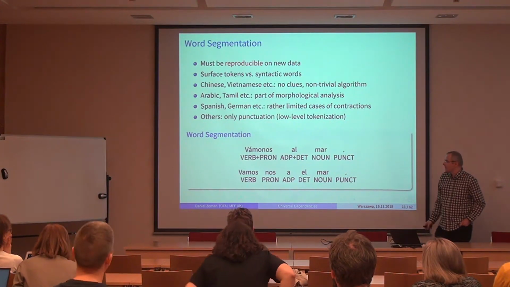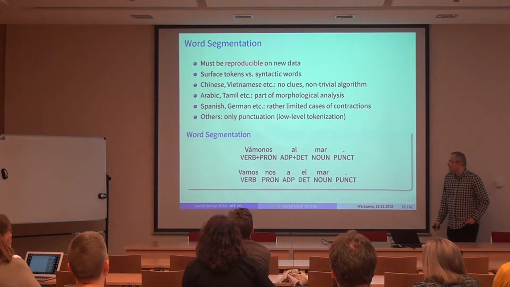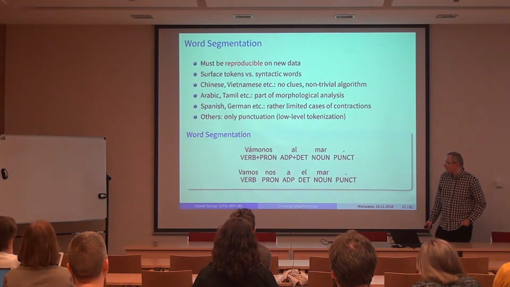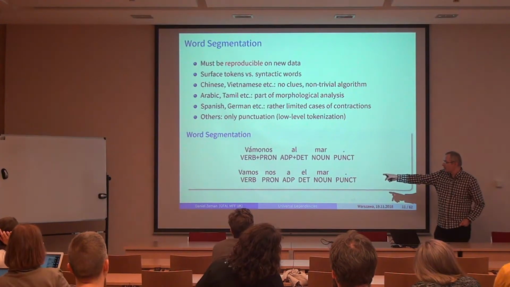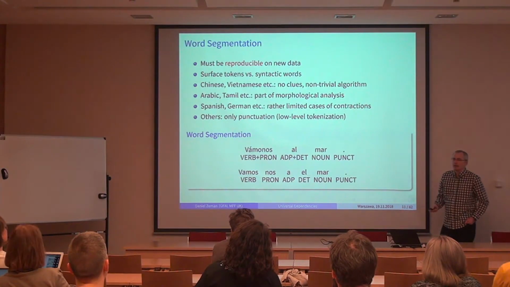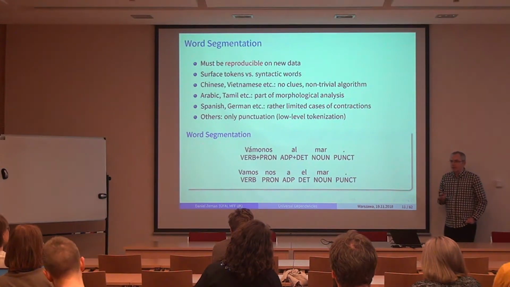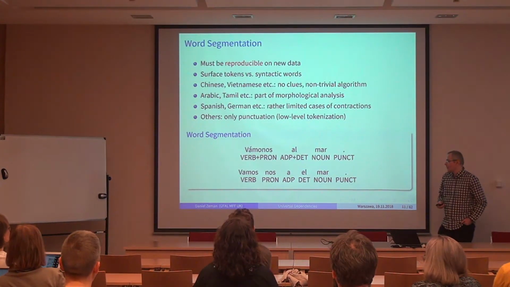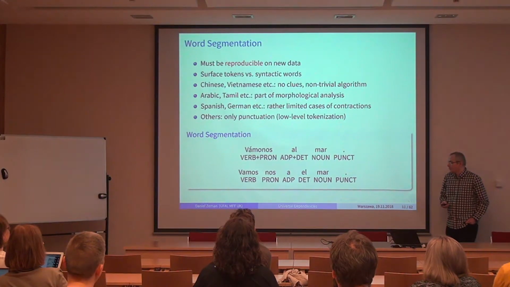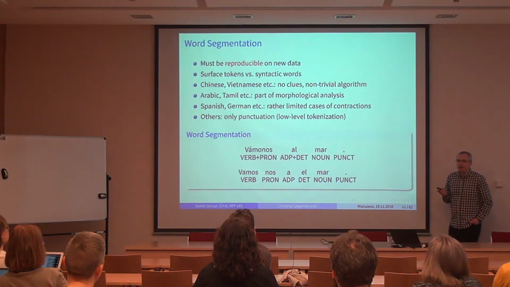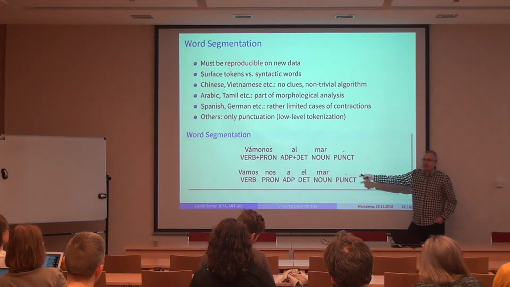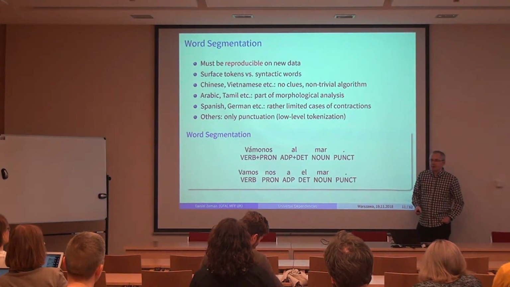Here's another example we repeat a lot. Again from Spanish, vámonos al mar, meaning let's go to the sea. And there are two contractions. Vámonos is split to vámonos, and al is split to al. So that we have words that are well defined in terms of part of speech categories, and we can work with them. And one important aspect of this is that the data format that UD uses makes sure that the original surface forms are preserved and the mapping is preserved so that no information is lost.